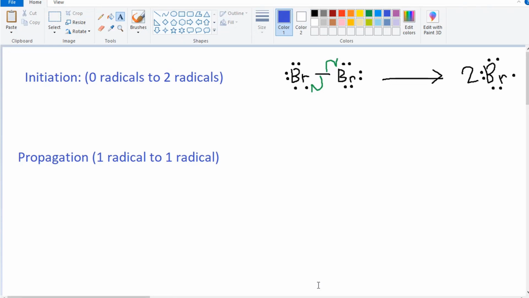Okay, next, propagation. Let's say that this reacts with something like this, an alkene that has 2-methylbutane. Okay. So now, here's the thing. Bromine reactions are highly selective. With chlorines, you're actually going to get a mixture of products, but bromines are preferred because they're highly selective.